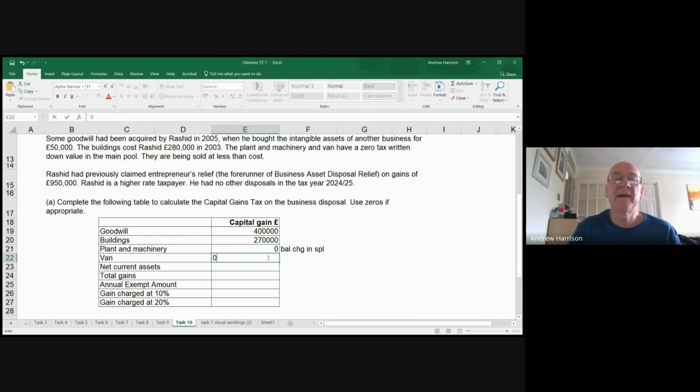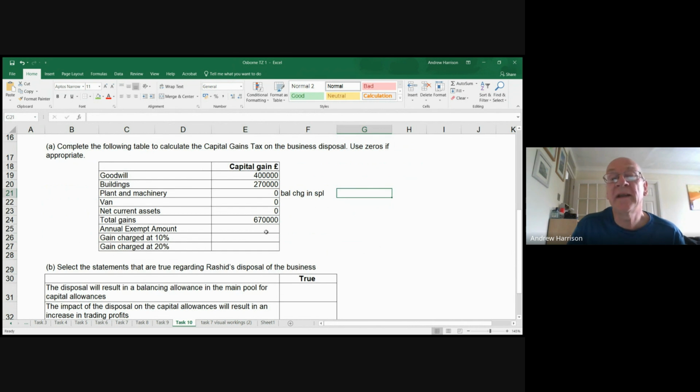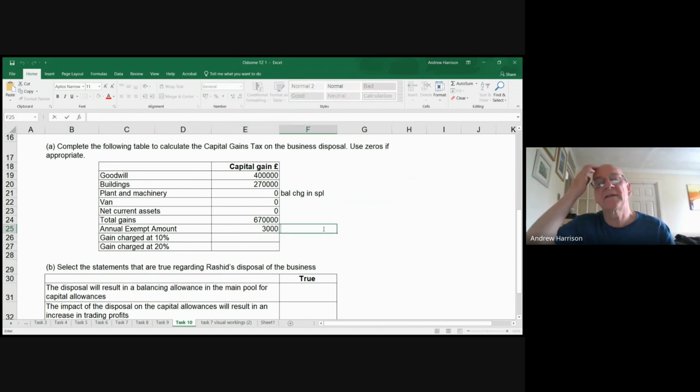The final ones are exactly the same with the van and the net current assets, because they're trading items, they've been bought to be sold. Net current assets, in other words, the stock mainly of the business. So total gains, we can add these two up. On this question, it has got the AEA, don't rely on it. So that actually is in the reference material. That's in the capital gains at the top. Obviously, it's more of a subject in the personal tax exam.